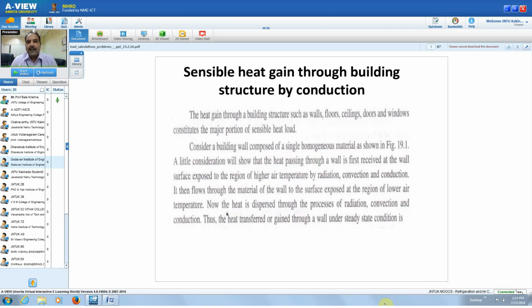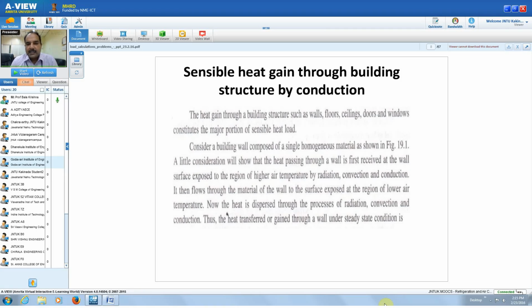Consider a building wall composed of a single homogeneous material. In the next slide, figure 19.1, a little consideration will show that the heat passing through a wall is first received at the wall surface exposed to the region of higher air temperature by radiation, convection and conduction. That means all three modes of heat transfer are present. It then flows through the material of the wall to the surface exposed to the region of lower air temperature, where the heat is dissipated through radiation, convection and conduction.